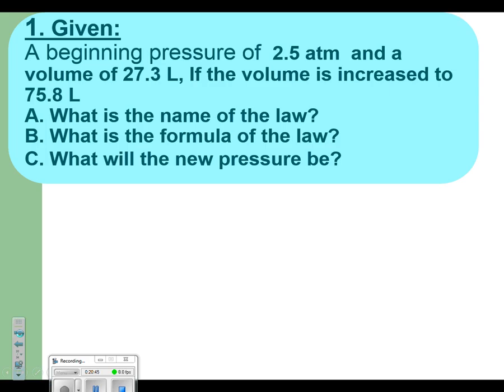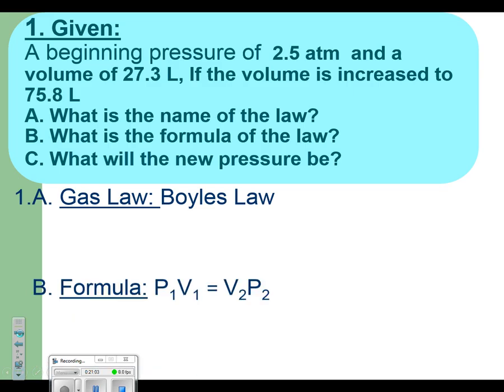I've got volume and I've got pressure. What's being held constant? Temperature. Whose law? Boyle's. So what's the name of the law? It's Boyle's. What's the formula for Boyle's law? P1V1 equals P2V2. These ones just times together.